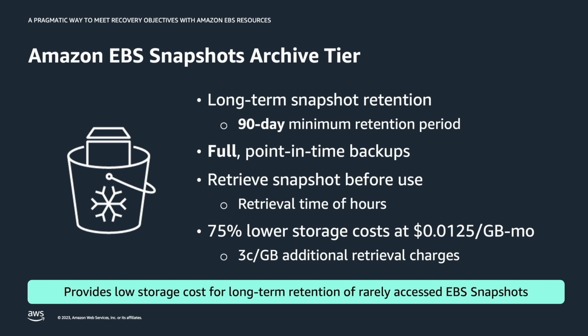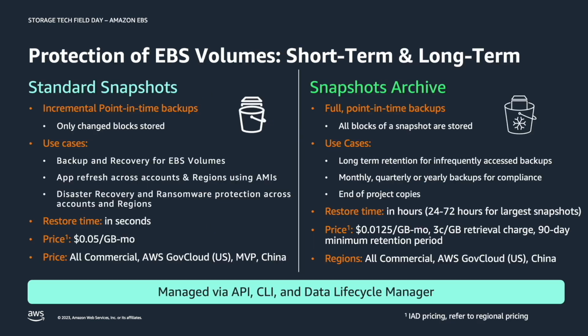Amazon EBS Snapshots Archive offers up to 75% lower snapshot storage costs for snapshots that you plan to store for 90 days or longer and that are rarely accessed. Note that it can take up to 72 hours to restore an archive snapshot from the archive tier to the standard tier, depending on the size of the snapshot.